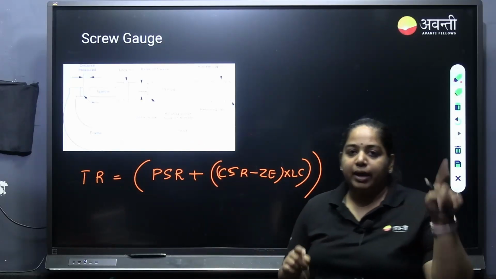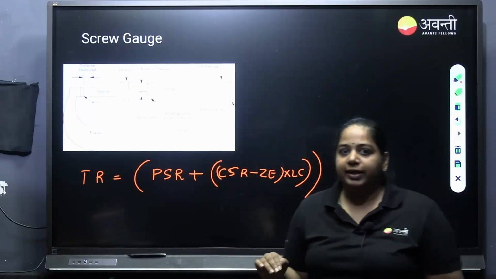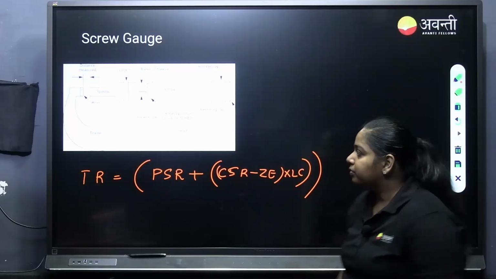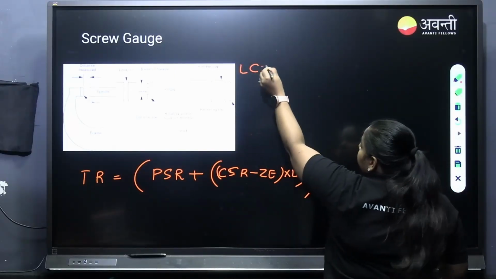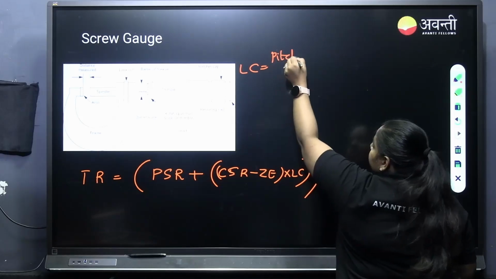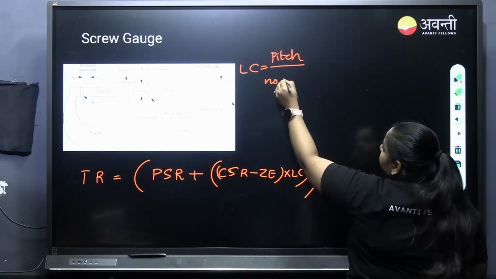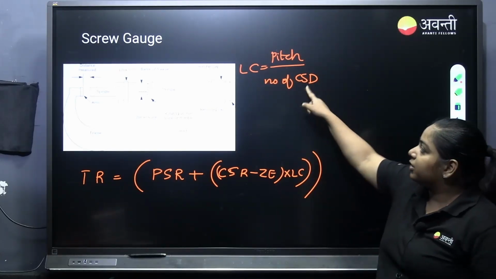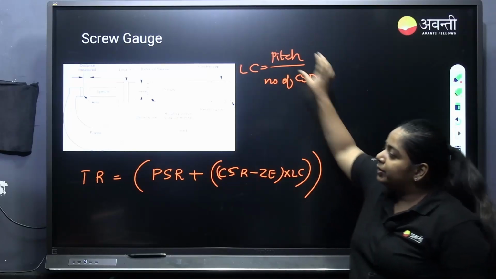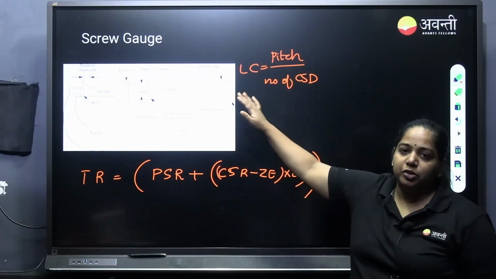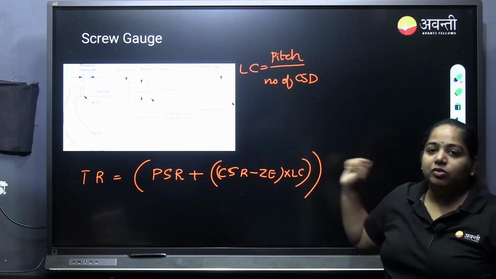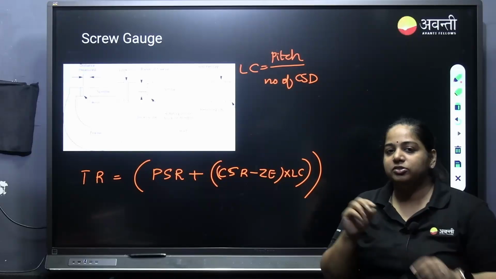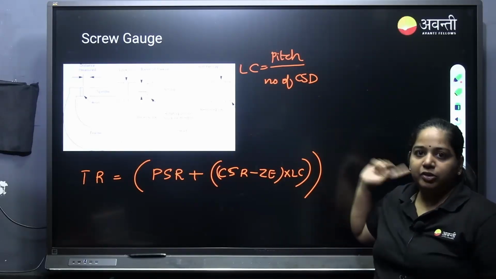Here that n number of VSD, MSD, that kind of complication is not coming. The only thing is we have to find the least count here also. Least count in a screw gauge is pitch divided by the number of circular scale divisions, CSD. CSD is circular scale division. So pitch divided by the number of circular scale divisions, you will get the least count in a screw gauge. Circular scale divisions sometimes will be 100, sometimes 50. So it will be given in the question that you have to take.